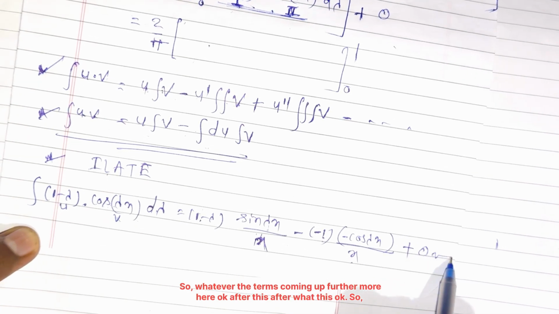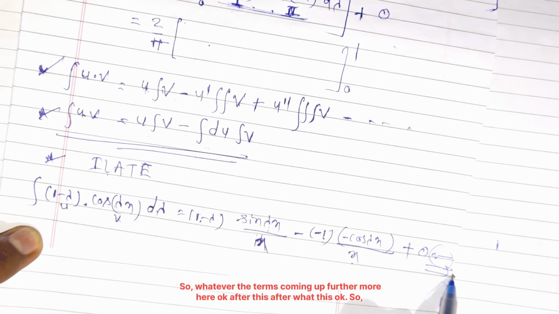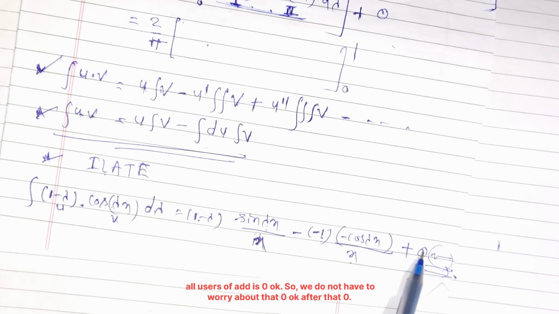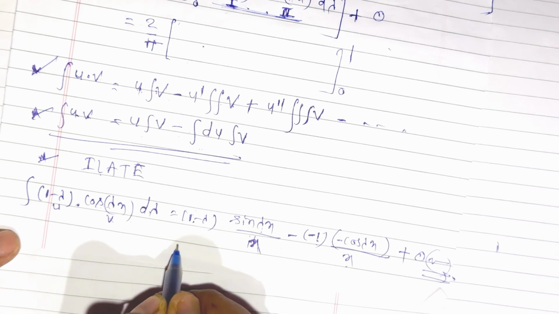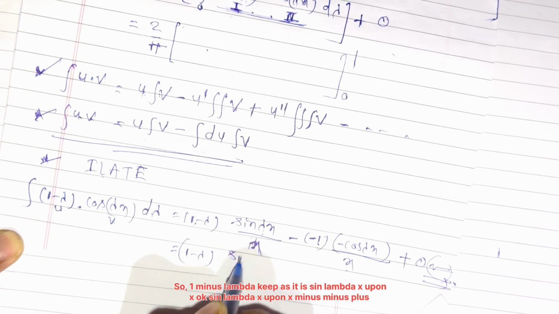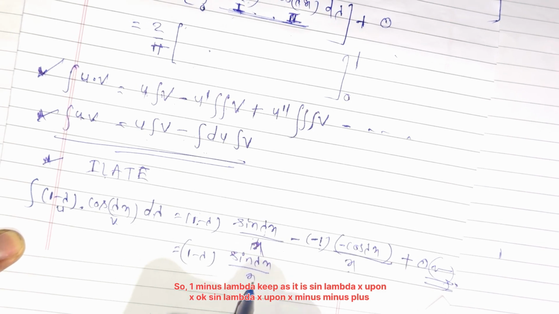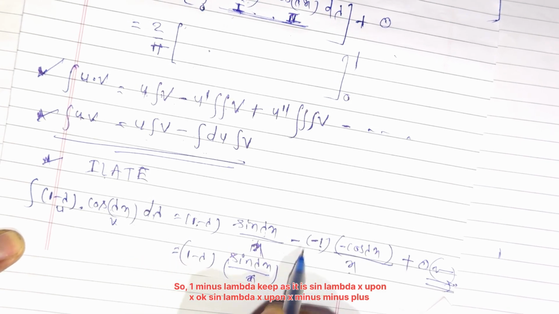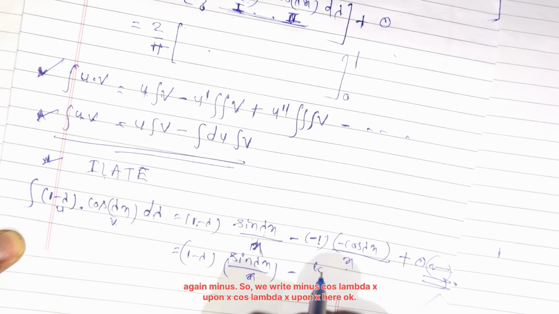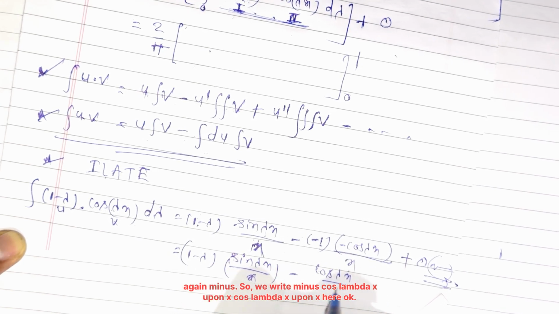Whatever the terms coming up further here, afterward this, all gives us the value 0, so we don't have to worry about that 0. After that, 1 minus lambda keep as it is, sin lambda x upon x, then minus minus plus, again minus. So we write minus cos lambda x upon x.